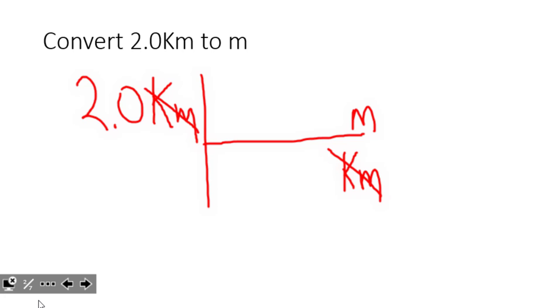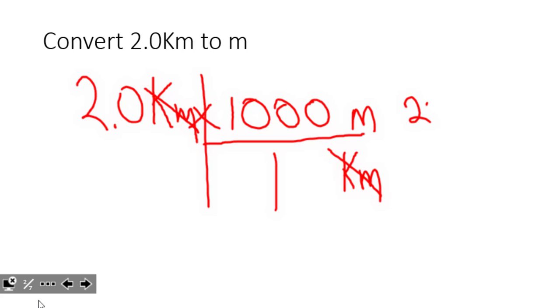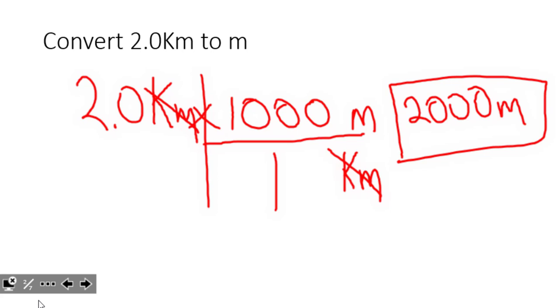They'll cancel out. We look back at our chart. All right, which unit is larger? Is 1 kilometer bigger or 1 meter bigger? 1 kilometer is bigger, so we're going to put the 1 there. Now, how many meters are in a kilometer? That is 1,000. Okay, so then we multiply 2 times 1,000, gives us 2,000 meters. We divide by 1. 2,000 divided by 1 is 2,000. So that is our final answer.